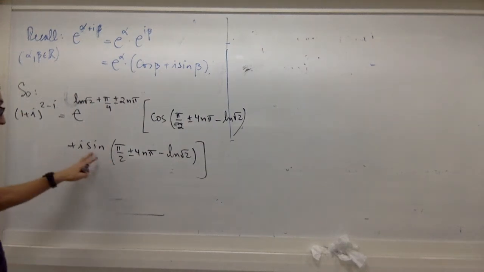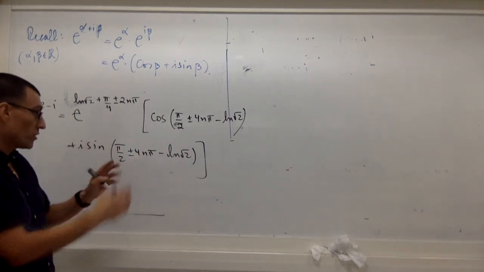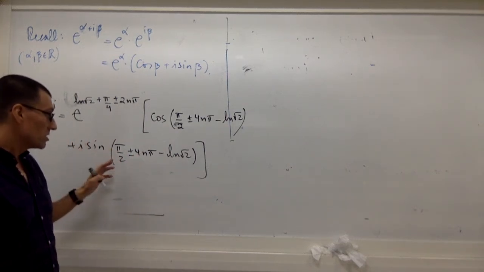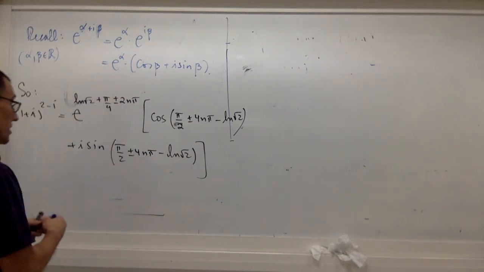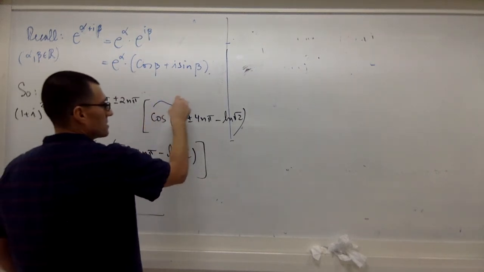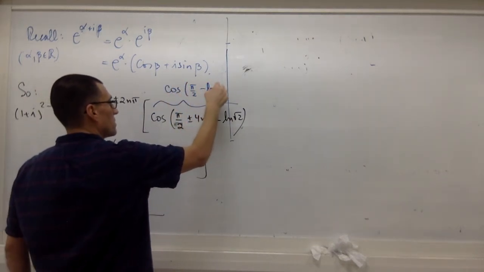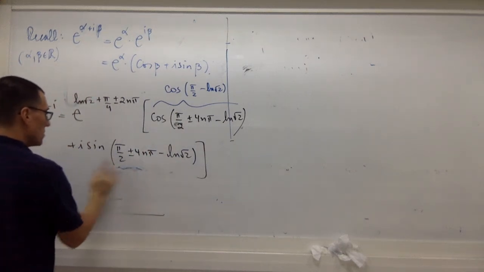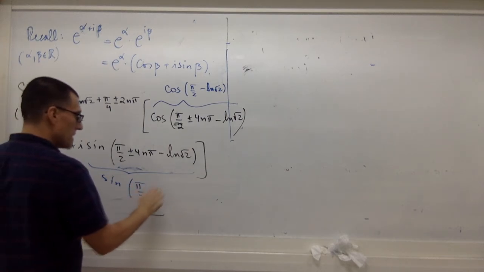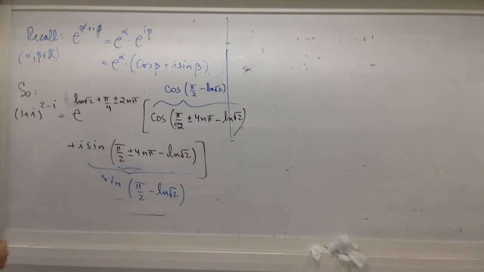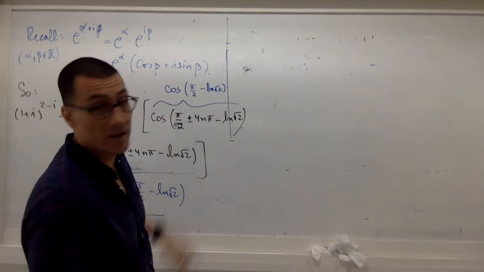Same thing here. The sine is 2 pi periodic, so the argument of this stuff can be shrunk into the argument pi over 2 minus ln of 2. Okay? So you're left here. This stuff right there is the same as the cos of pi over 2 minus ln of the square root of 2. And this whole thing is the sine of pi over 2 minus ln of the square root of 2.